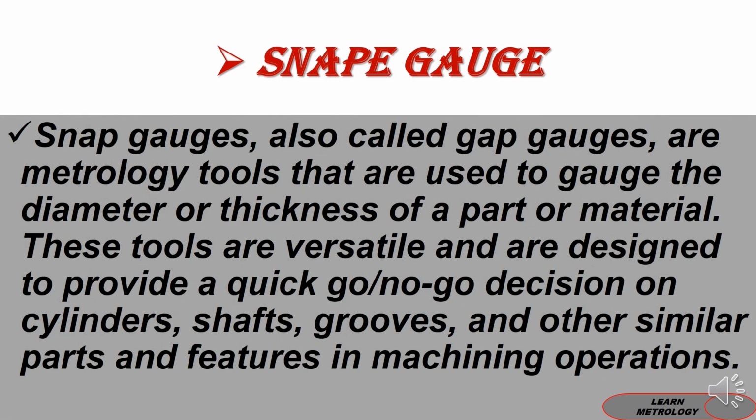Snap gauge. Snap gauges, also called gap gauges, are metrology tools that are used to gauge the diameters or thickness of a part or material. These tools are versatile and are designed to provide a quick go or no-go decision on cylindrical shafts, grooves, and other similar parts and features in machining operations.